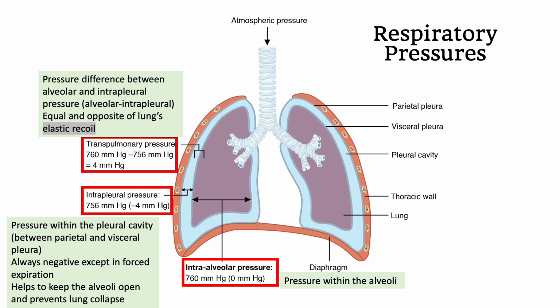Before we start to discuss more about mechanics of ventilation, you need to understand first about the respiratory pressures. In the respiratory system, there are three important pressures that you must remember. Number one is the intra-alveolar pressure. Some books will name it alveolar pressure or intrapulmonary pressure. Basically, it is the same. So what it actually is, is the pressure within the alveoli.